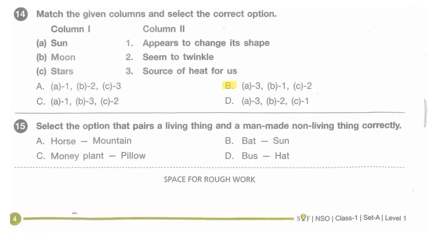So here, the sun is the source of heat for us, so A, 3. The moon appears to change its shape. So it has different shapes, right? Like crescent shape, full moon, etc. So B, 1. Stars seem to twinkle. C, 2. Hence, the correct answer is option B, which says A3, B1 and C2.